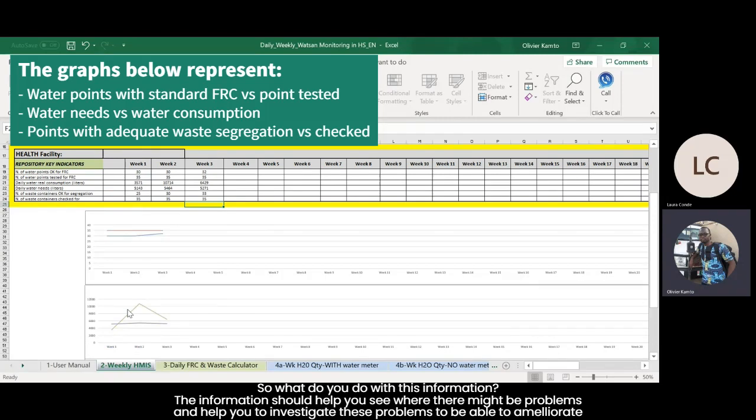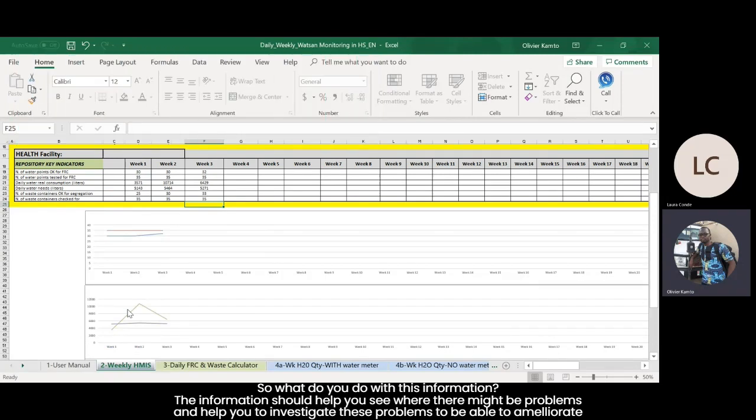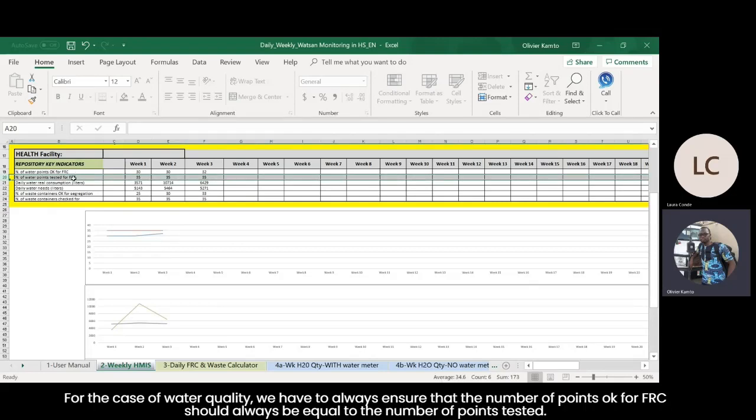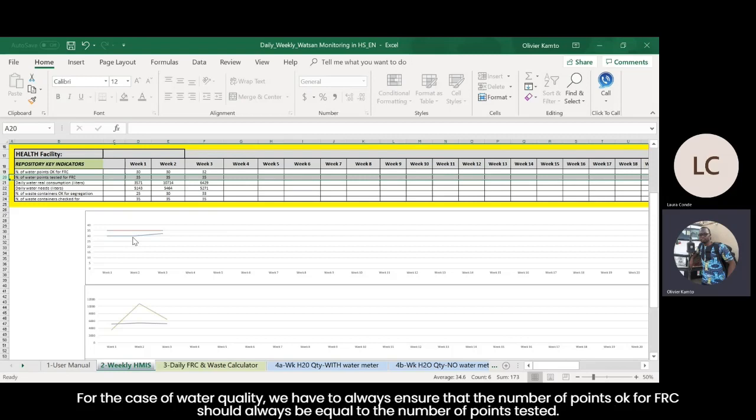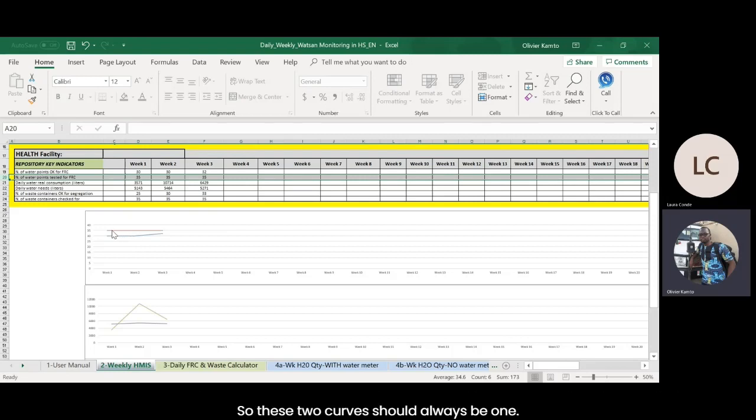The information should help you to see where there are problems and how you can investigate these problems to be able to ameliorate. For the case of water quality, we have to always ensure that the number of points for free residual chlorine should always be equal to the number of points tested. So the curve, we should try as much as possible so that these two curves should always be one.